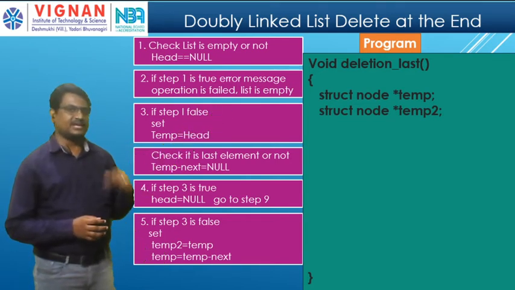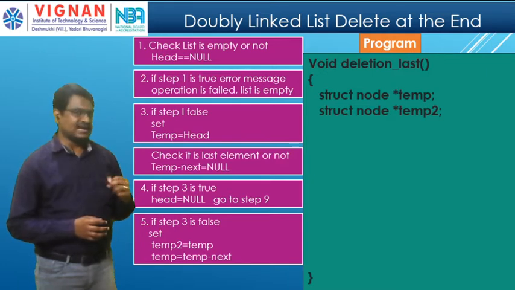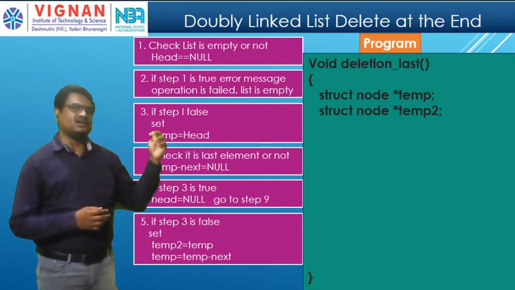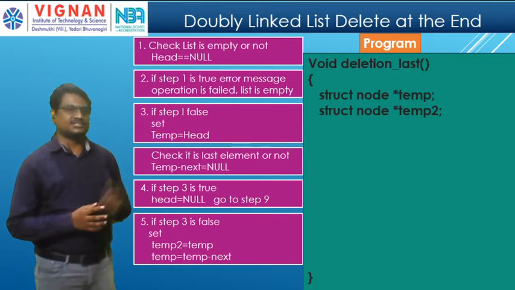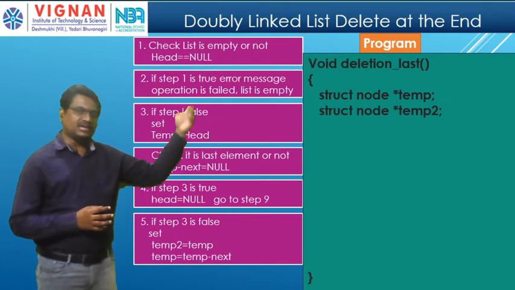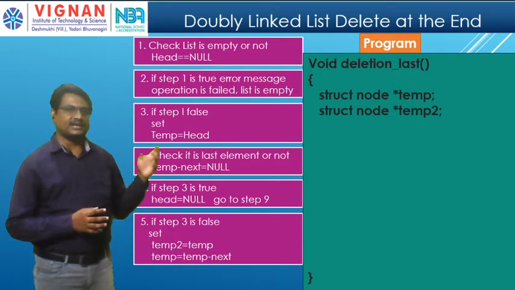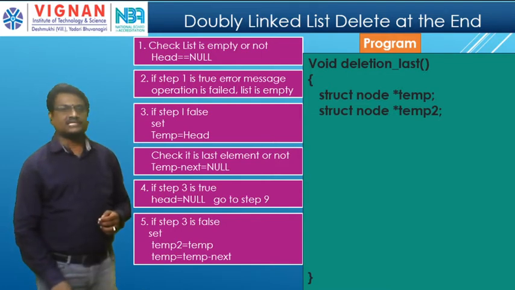Temporary and temporary two store the addresses of the nodes, whether previous node or next node, whatever it may be. They are storing the nodes, so that's why I created addresses for nodes or structures. Am I right? So I created temporary and temporary two variables according to my algorithm. Now I will move to the next step.